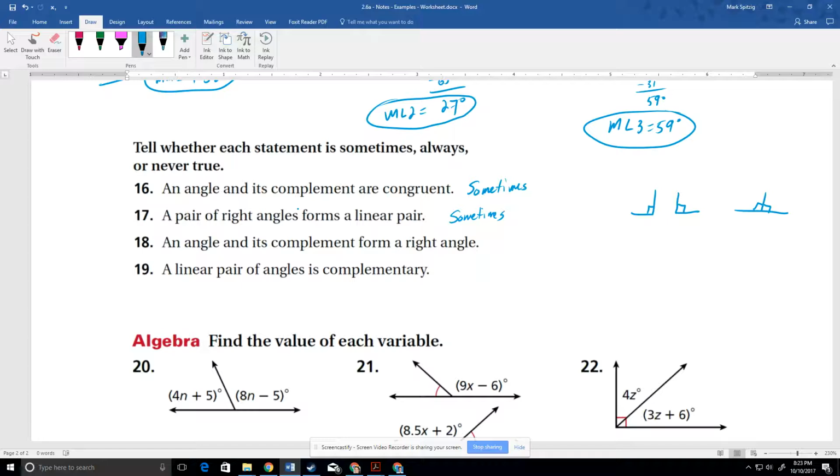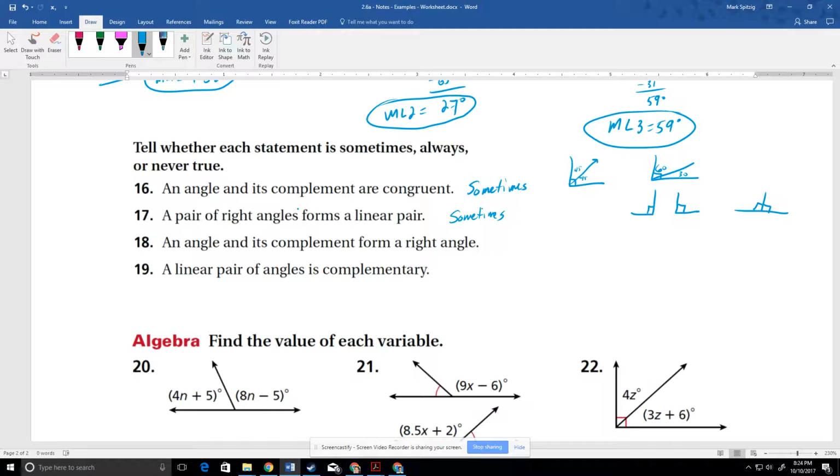And again, if we're looking at the other one, an angle and its complement are congruent only when it's 45 and 45. Otherwise, an angle and its complement don't have to be. So only in this case it is. If you have one example of each, then it's going to be sometimes.